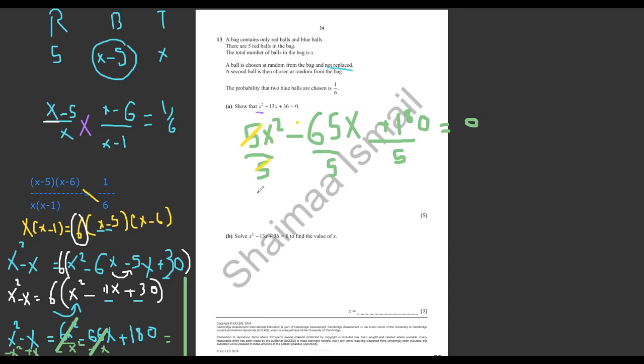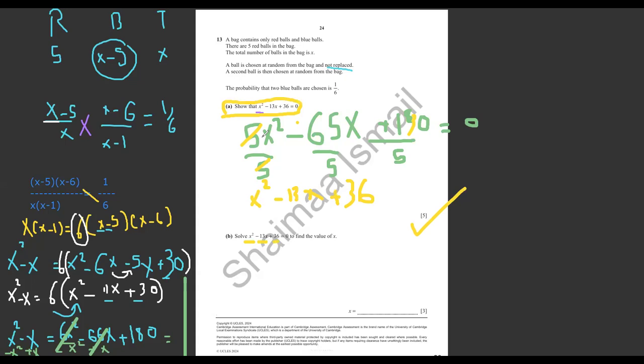So 5 divided by 5 here is x squared minus 13x, plus here 180 divided by 5, which is equal to 36. And you already did it. He asked, so this question has 5 marks, a very strong question. Then we need you to solve this equation to find the value of x here.